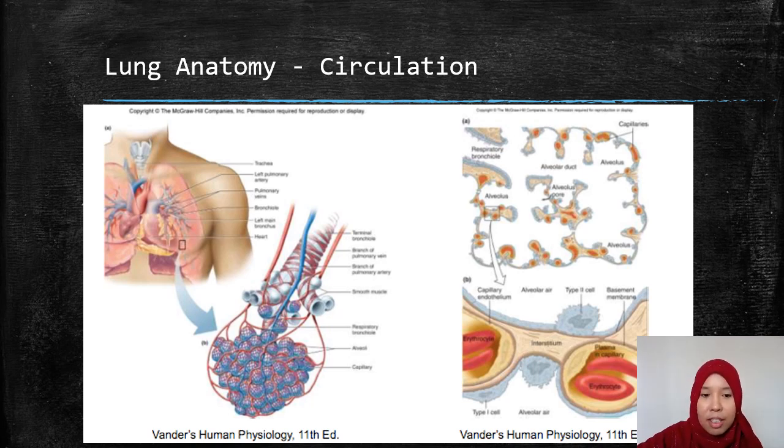Now, if you look at the alveolar sacs, they are actually made up of alveolar cells, and we have two types: type 1 alveolar cells and type 2 alveolar cells. Primarily they are made up of type 1 alveolar cells, which are flat, and a few of them make one alveolus. Then you also have type 2 alveolar cells, which secrete surfactant, and we will look at surfactant and its importance later in my other videos.